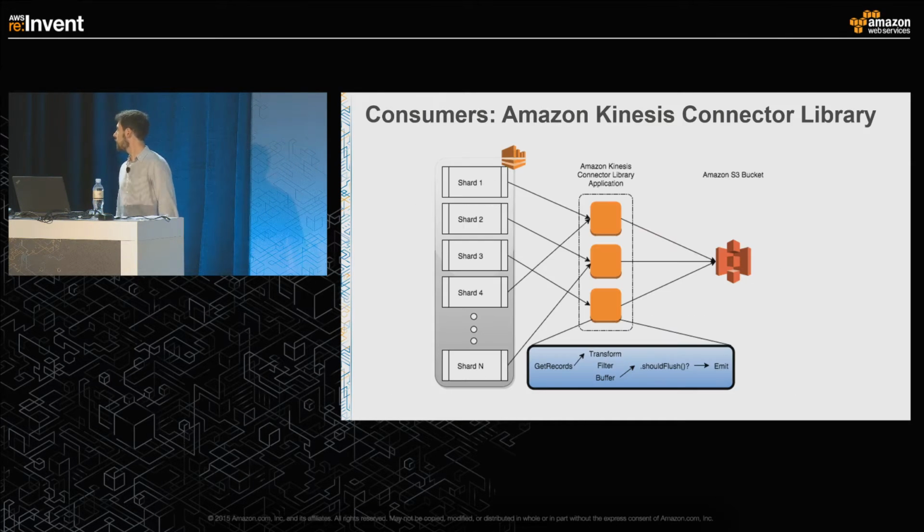All right, so let's go into a little bit of detail about our consumers. We use the Amazon Kinesis connector library, which is not to be confused with the Kinesis client library. They're both KCLs. It's really confusing. It got me for quite a bit of time.